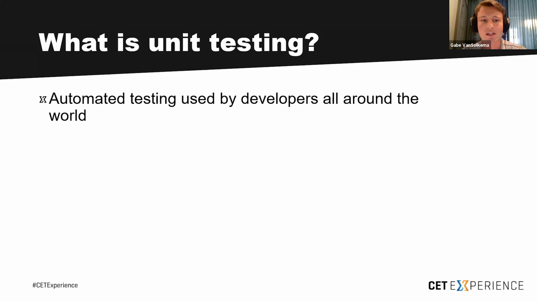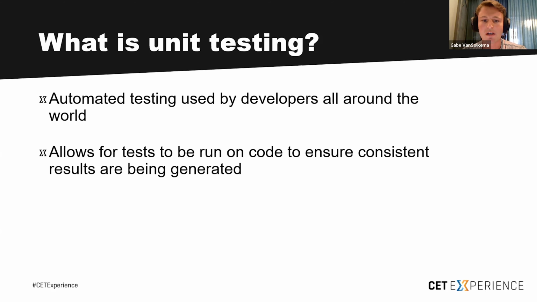So what is unit testing? It's an automated testing tool used by developers all around the world. It's used in many languages and many different development environments. It allows for tests to be run on code to ensure that you're getting consistent results. So given a set of inputs, you want to make sure that your outputs are producing the results that you would expect. And so CM unit testing is a way to ensure that your outputs are always going to be consistent.